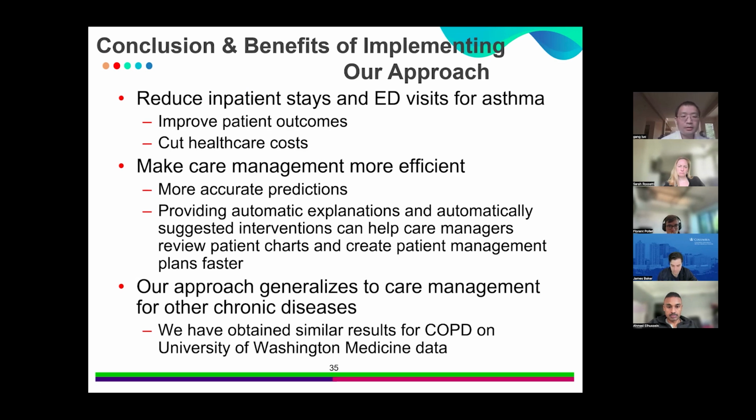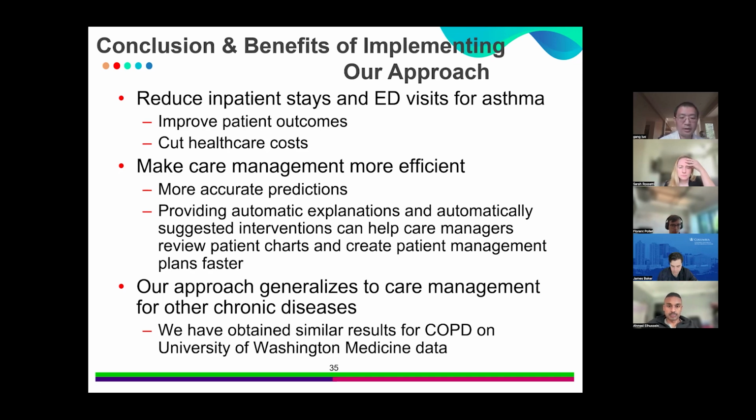So in conclusion, our goal is to reduce inpatient stays and emergency room visits for asthma patients so that we can improve patient outcomes and reduce healthcare costs. In order to make care management more efficient for asthma patients, we provide more accurate predictive models. We also provide a method that can automatically explain the model's prediction result for a particular patient, as well as automatically suggest interventions if the patient is predicted to have a bad outcome next year.